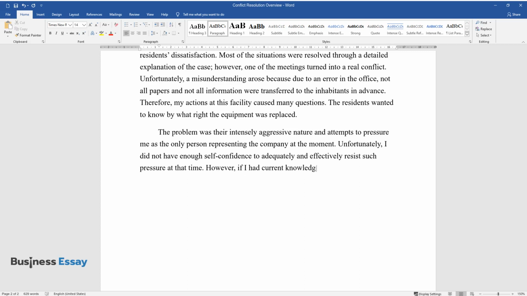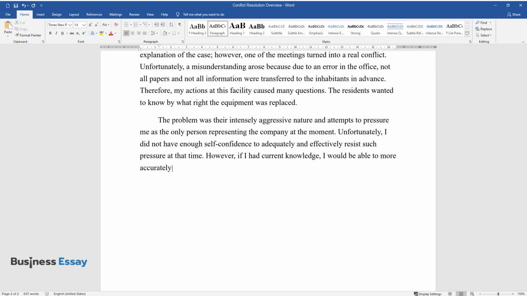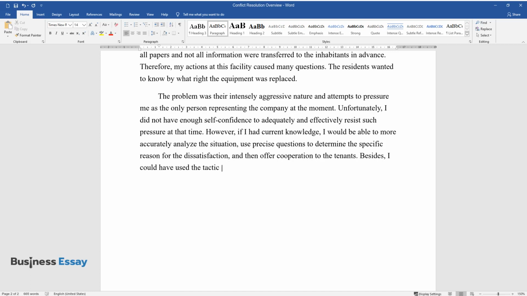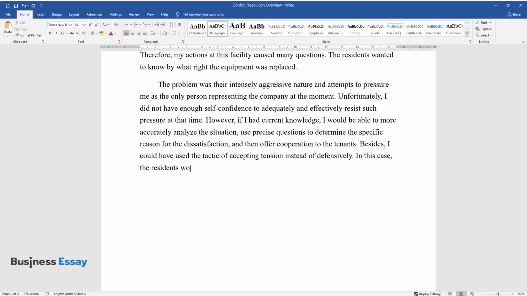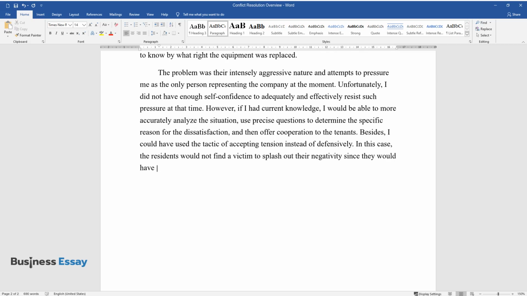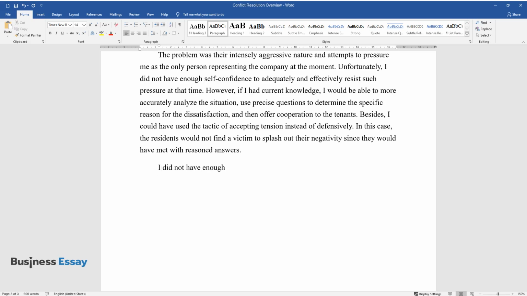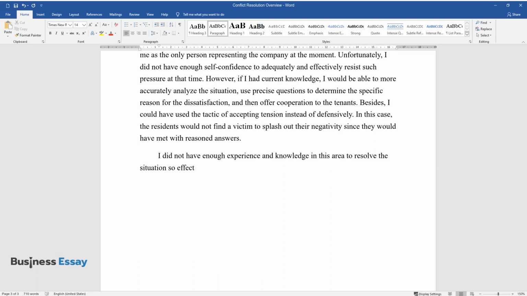However, if I had current knowledge, I would be able to more accurately analyze the situation, use precise questions to determine the specific reason for the dissatisfaction, and then offer cooperation to the tenants. Besides, I could have used the tactic of accepting tension instead of defensively. In this case, the residents would not find a victim to splash out their negativity since they would have met with reasoned answers. I did not have enough experience and knowledge in this area to resolve the situation so effectively.